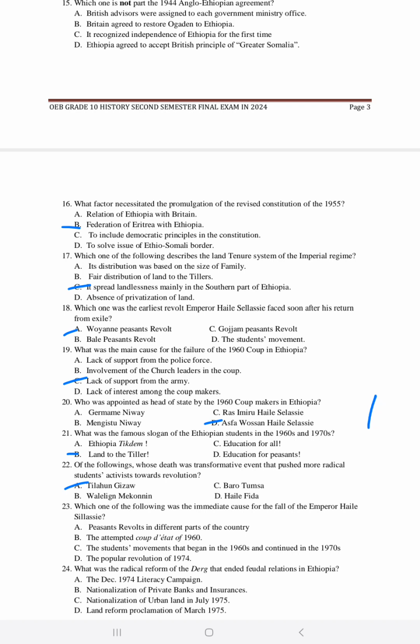This is also not the immediate cause. C. The students' movement that began in the 1960s and continued in the 1970s. No, it is also the continued revolts, but not the immediate cause. D. The popular revolution of 1974. So, warraaqsa bara 1974 is the best answer.